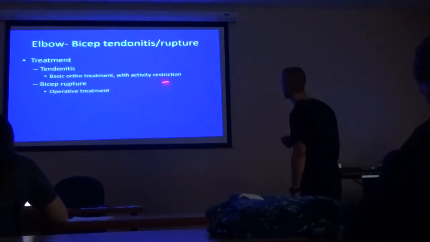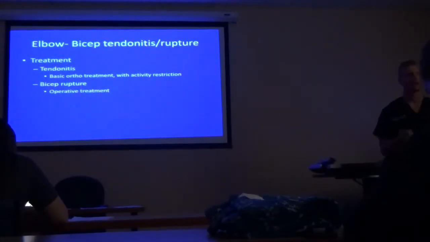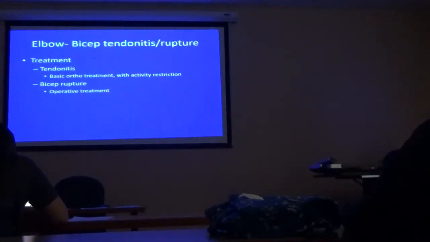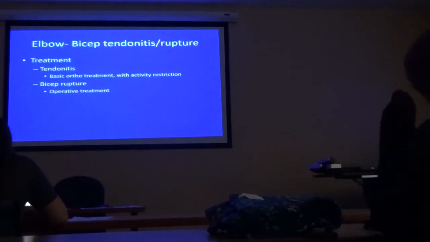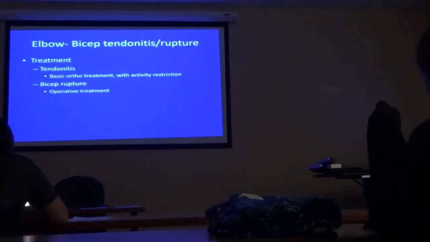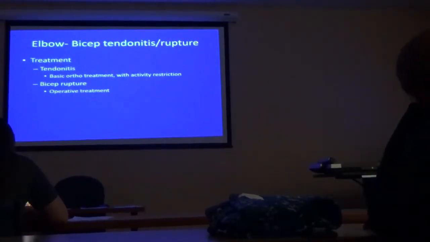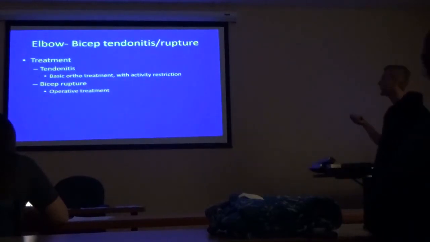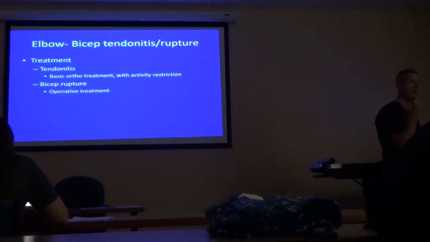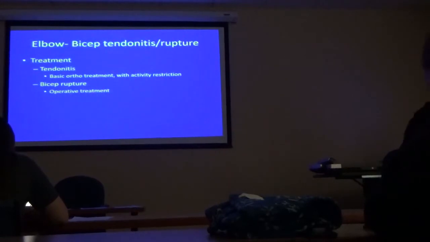Tendonitis: basic ortho treatment with activity restriction. Bicep rupture: depending on age and activity level, and depending on where it ruptured and whether it was the long or short head, you can try operative treatment, or sometimes they just leave it alone. I mean, you can still flex your arm. Bi means 2, so you've got 1 left, right? So if they don't really want treatment for it, then they don't need it, and sometimes other people want it reattached.